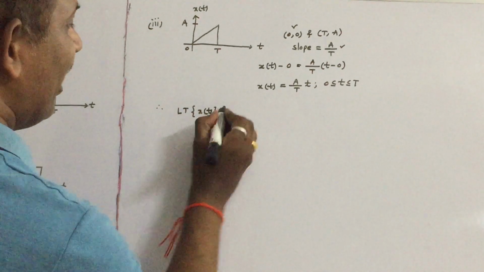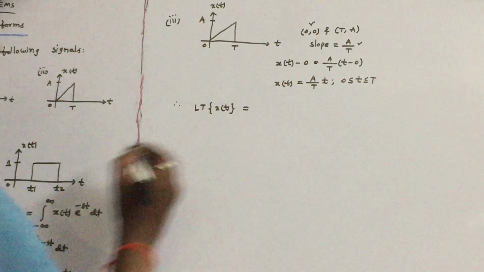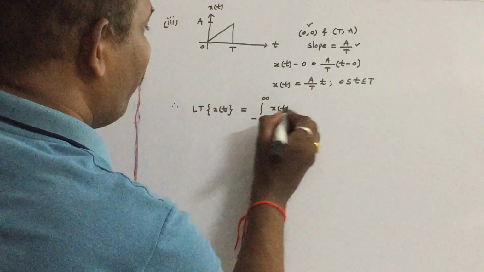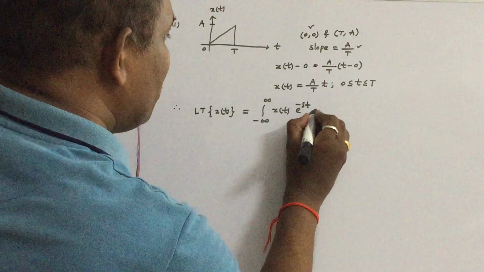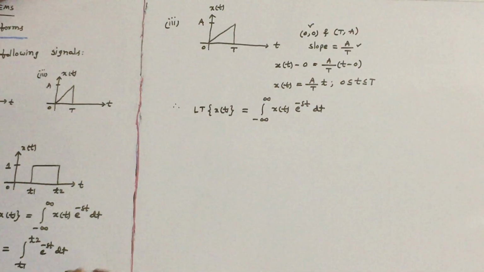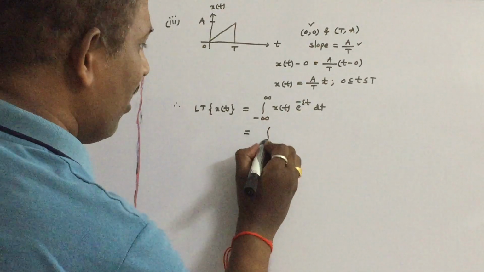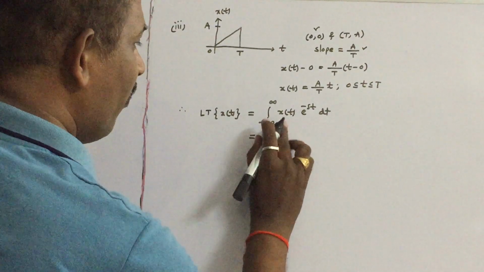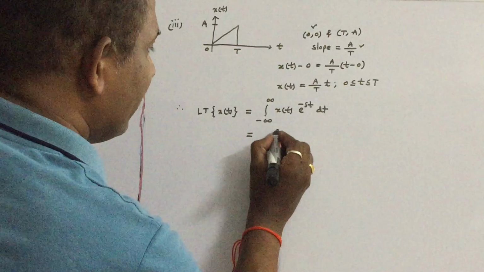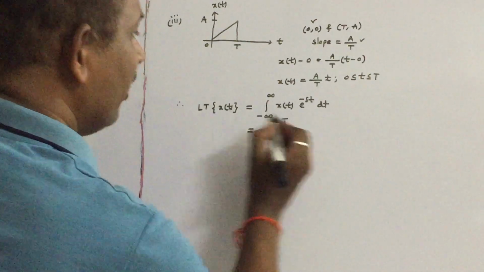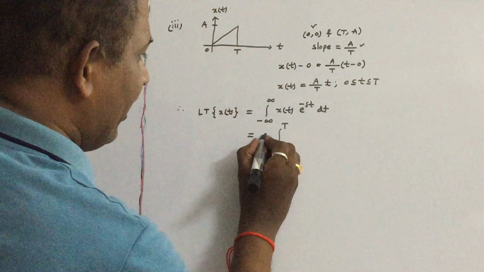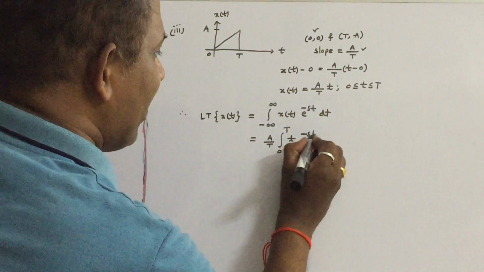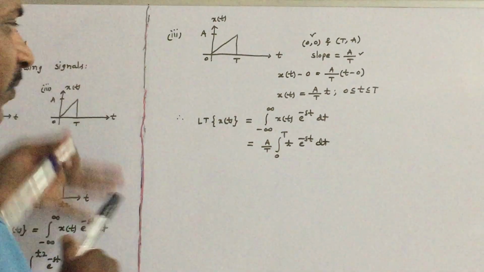But first write the bilateral Laplace transform definition. Laplace of x of t is equal to integral minus infinity to infinity x of t into e power minus st into dt. First let us substitute, that is integral minus infinity to infinity. So what is x of t? However x of t is defined in the interval 0 to T. So in this interval x of t is A by T into t into e power minus st into dt.